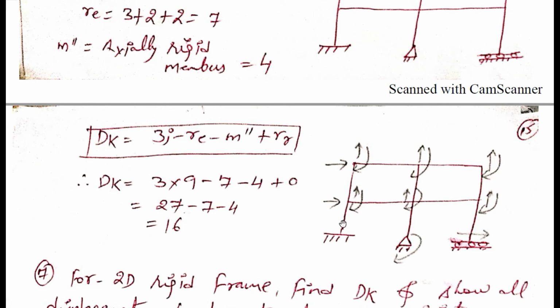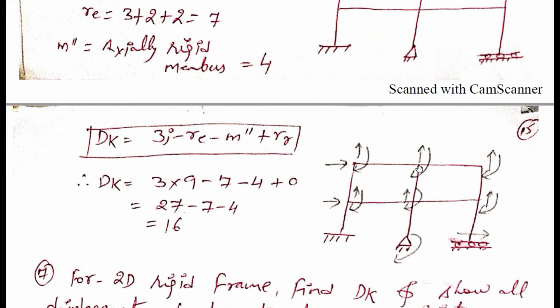So for fixed support we are not having any degree of freedom, so 0 degree of freedom here. And for this joint we are having 3 degrees of freedom. One is horizontal, another one is vertical, and another one is a moment. Okay, and for this joint we are having 3 again. This is your horizontal, vertical, and moment. So 3 and 3, 6.